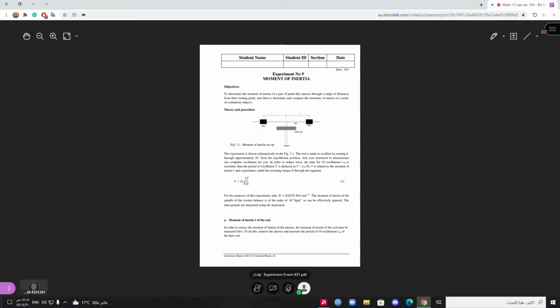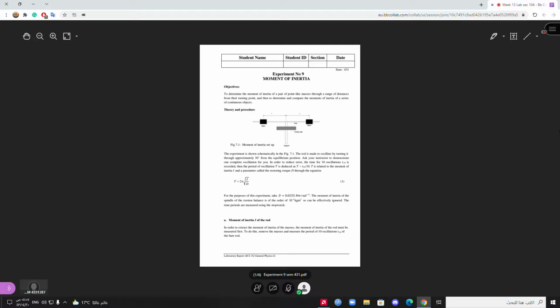Let me come to this. How are we going to calculate the moment of inertia? The formula is a complicated one. The moment of inertia depends on the shape of the object, the size of the object, and the axis of rotation. There are many other factors that determine the moment of inertia.